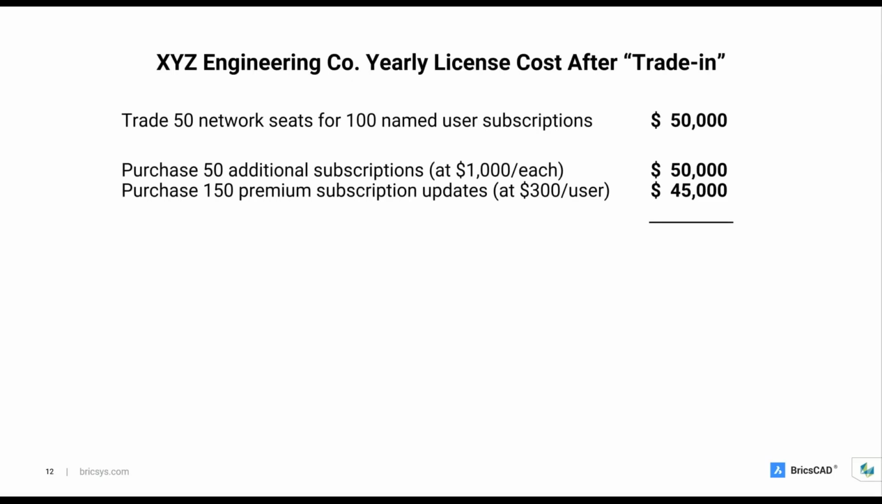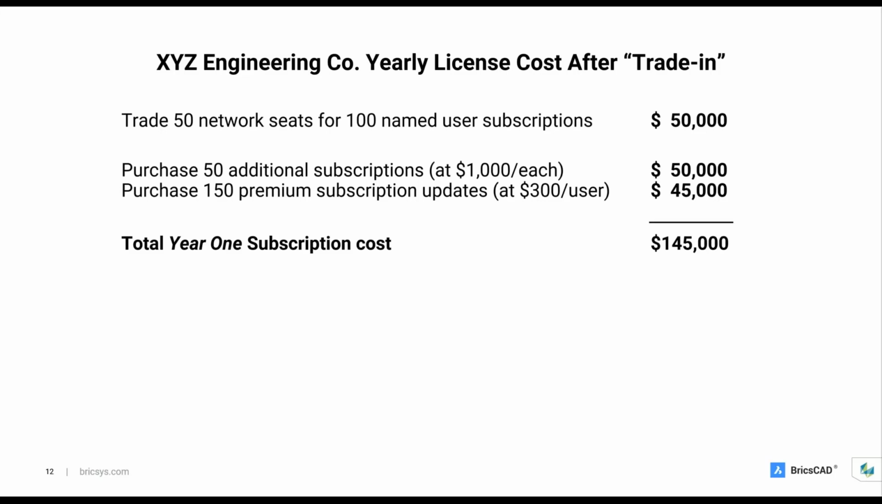Next year, it gets a little more interesting. Now, they trade in the 50 network seats and they get 100 named users back. That will be the same $50,000 cost, no change there. But they are going to need 50 additional subscriptions because they have to support 150 total users. And that will be an additional charge. And they're also going to need the premium subscription for single sign-on control of their licensing. And that's going to be an additional charge as well.